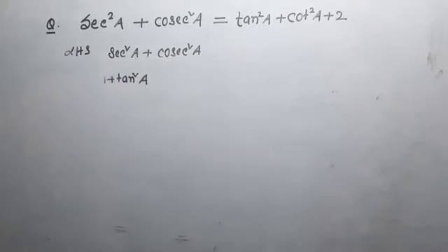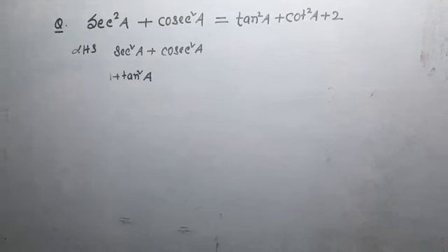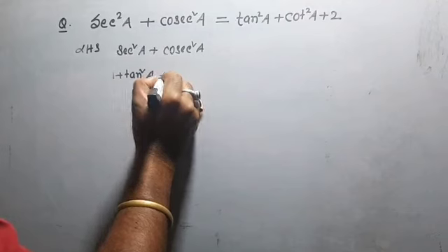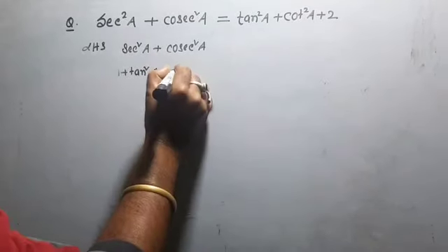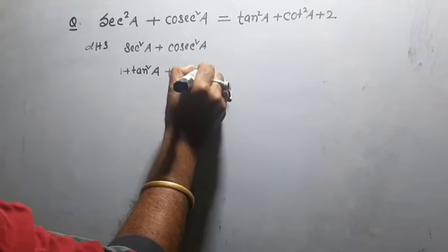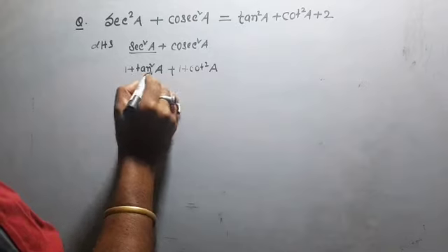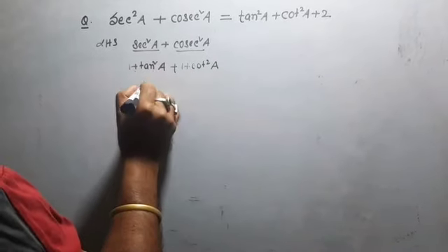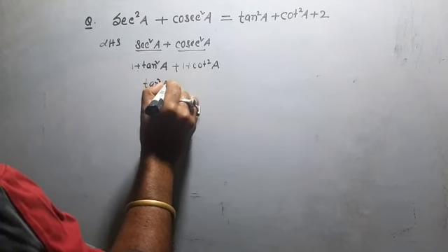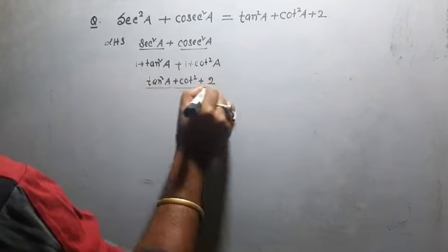Sec square a is equal to 1 plus tan square a, and cosec square a is equal to 1 plus cot square a. Sec square a change 1 plus tan square a, and cosec square a change 1 plus cot square a. So that is tan square a plus cot square a, and 1 plus 1, that is 2. That is your RHS.